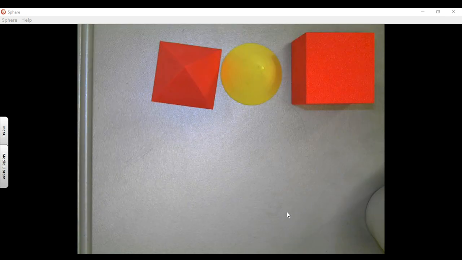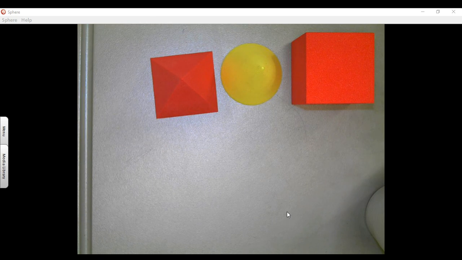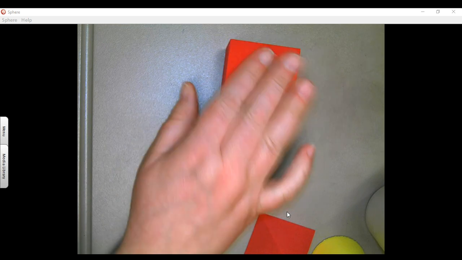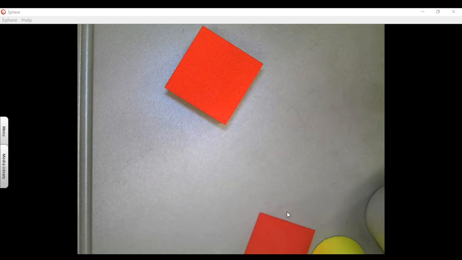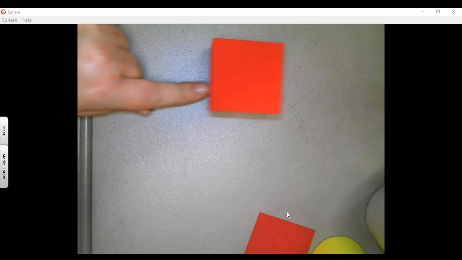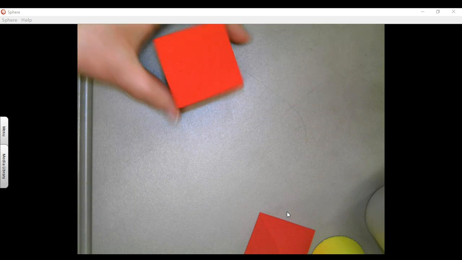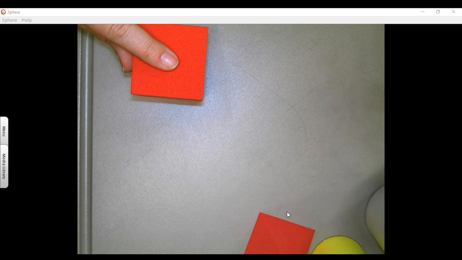Today we will be learning about the parts of our shapes. Let's start with our cube. A cube has 6 flat sides to it. We know that these are flat sides because we can slide the cube along all parts of it. These flat sides are called faces.